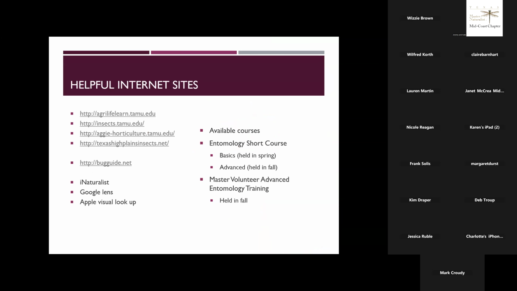Helpful internet sites. AgriLife Learn is where we have all of our entomology publications. And that's whether it's dealing with insects or plants or wildlife or financial management or canning vegetables or whatever. It's all on there. And the new thing with AgriLife Learn, well, relatively new, is that people are able to now upload courses that you can take on there as well, so you can look for those.